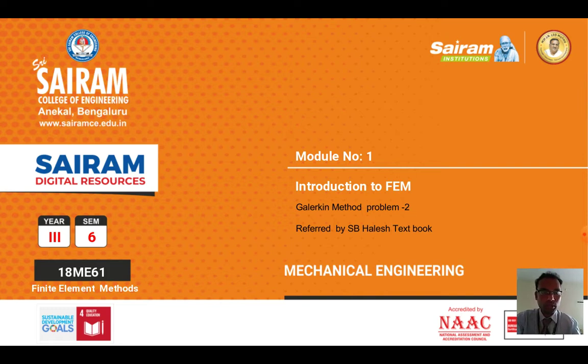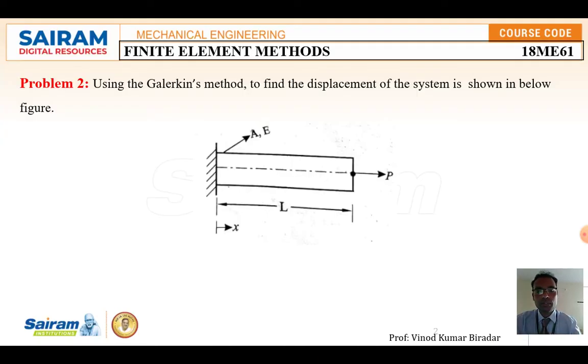If you remember the five different steps, then we will move on to the Galerkin method problem. Coming to the second problem on the Galerkin method, here I am going to use the SB as tag 2. Look at the problem: using the Galerkin method, find the displacement of a system as shown in the below figure.